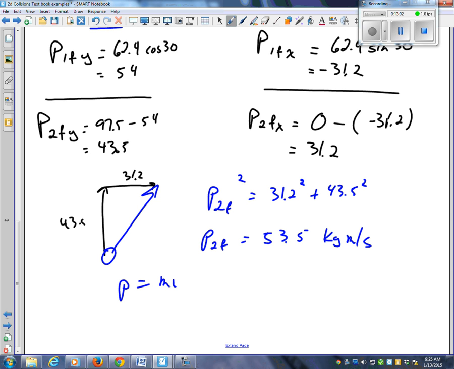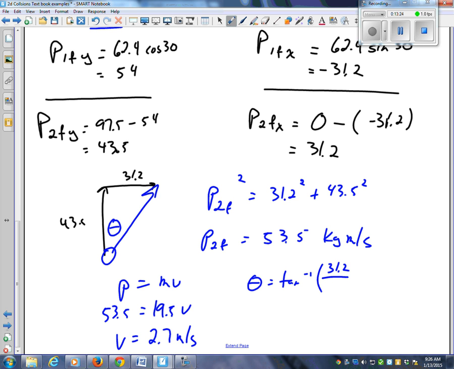P equals mv. 53.5, the mass was 19.5. Solve for v, and you get 2.7 meters per second. And of course, you're also going to need an angle. And you get north 36 east. Aren't you glad that I put this off until after Christmas?